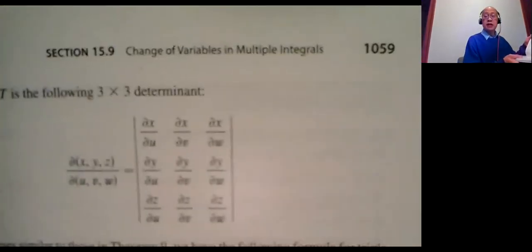Okay, now there's an equivalent three-dimensional Jacobian. And where do they show you that? Page 1059.